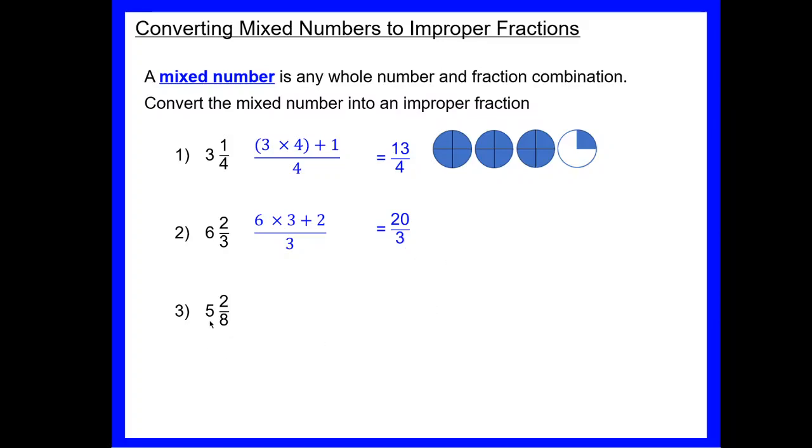Our next one then, following the same rule, 5 times 8 plus 2. So 5 times 8 is 40 plus 2 is 42. And that gives us 42 out of 8 or 42/8. Make sure you're happy with those before you move on to have a go yourself.